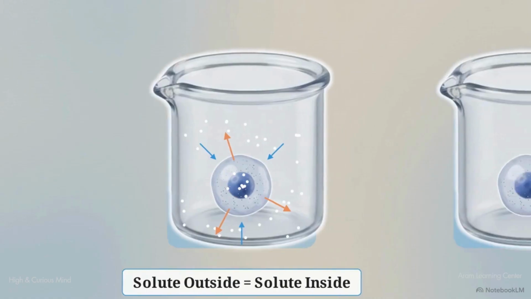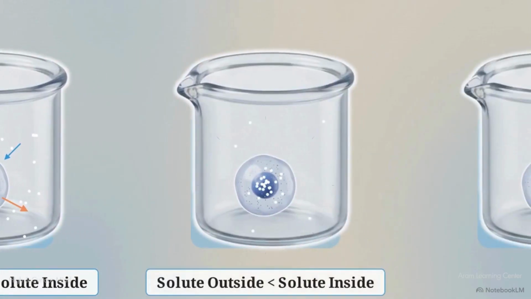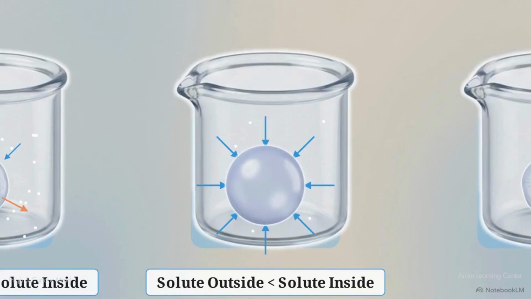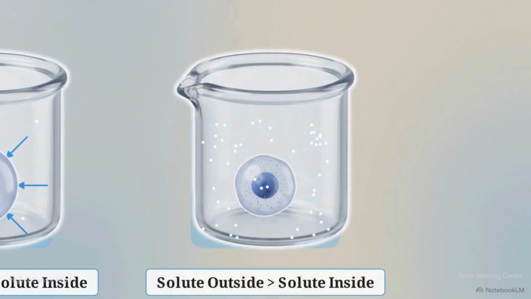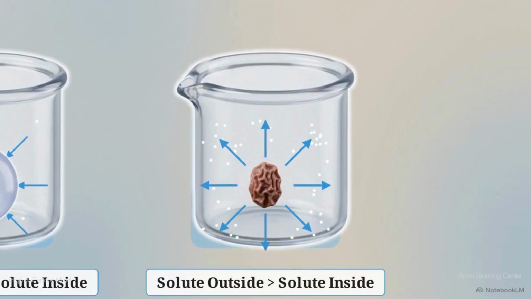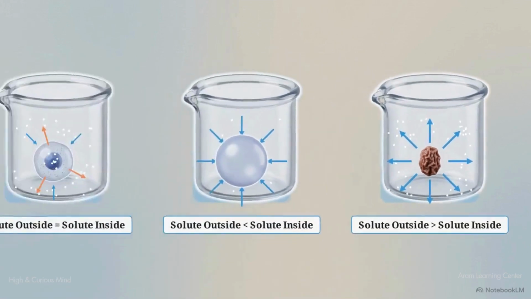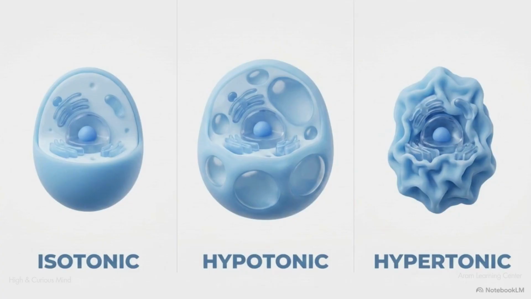The second beaker shows a hypotonic solution, where the outside solute concentration is lower. Water rushes into the cell to balance the levels. Remember, hypo sounds like hippo. The cell swells up. The third beaker contains a hypertonic solution. Because the outside solute concentration is higher, water rushes out of the cell, causing it to shrivel. Mastering these three rules allows you to predict how any cell will react when placed in a new environment.